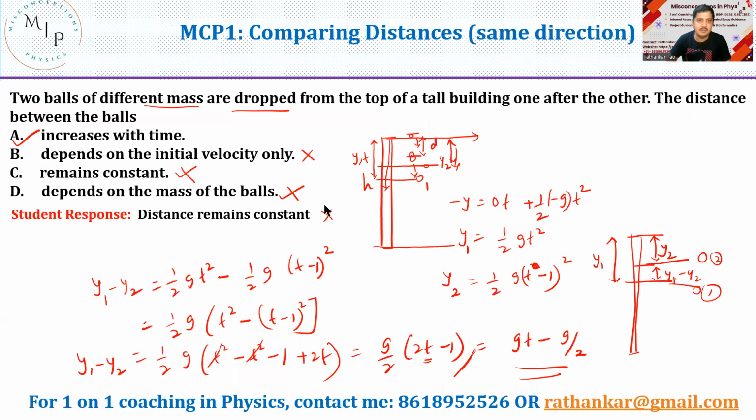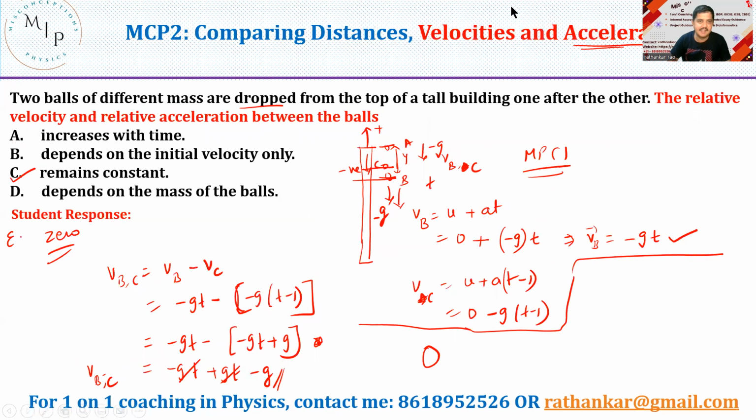The second video was on comparing the velocities and the accelerations, wherein we found out what happens to the velocity and what happens to the acceleration. We came to know that the change in acceleration for two objects dropped from the same building is zero, which means both objects experience the same acceleration. Velocity changes with time, but the relative velocity between the two objects remains constant. That's what we proved. It's a very important problem, as the same question was asked in one of the JEE Mains papers, and I took up this problem.